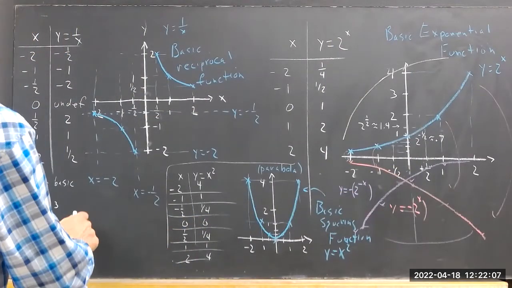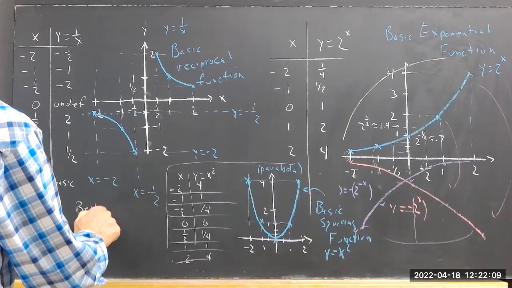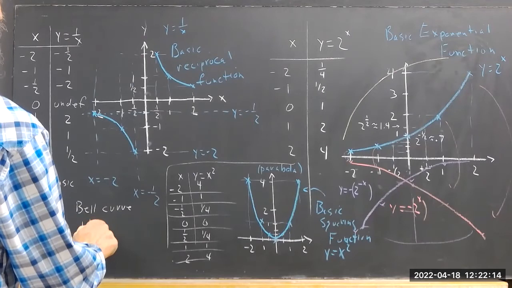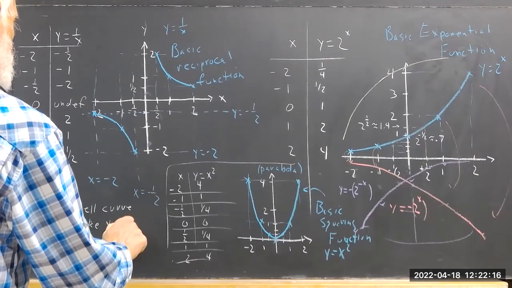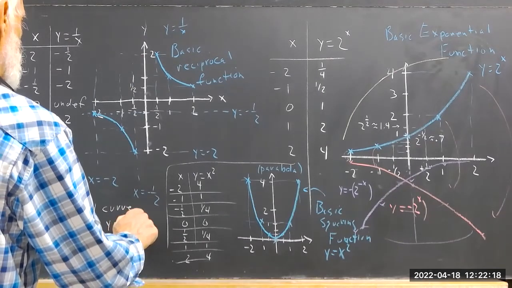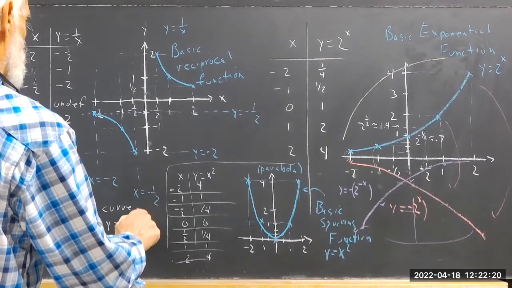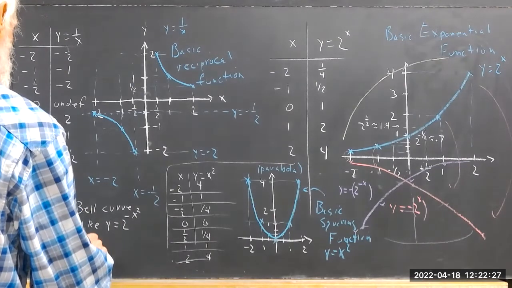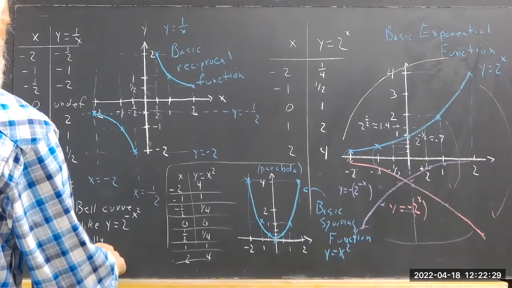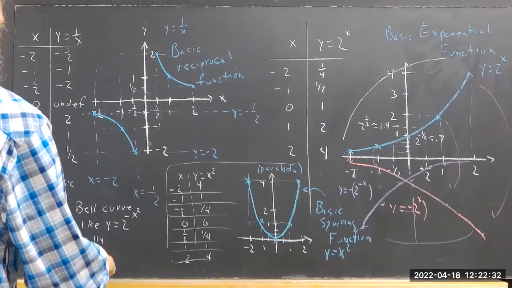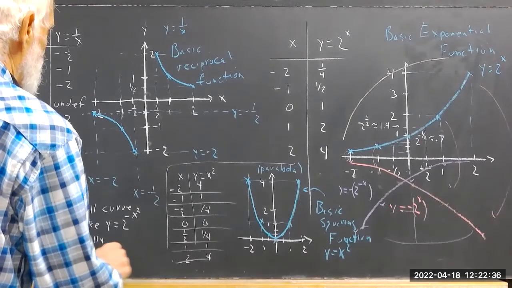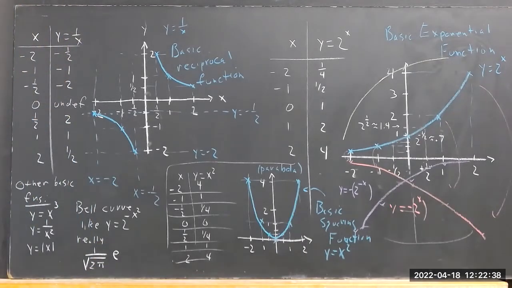Now you mentioned the bell curve. It's like y equals 2 to the negative x squared. Okay, but it's really 1 over the square root of 2 pi times e. E is a number, it's about 2.7.